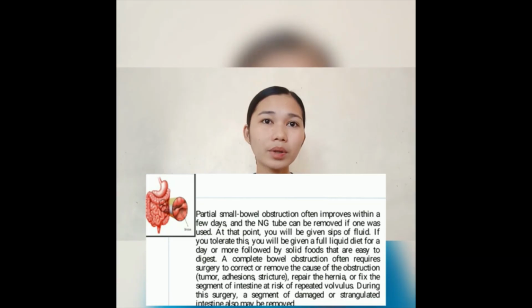A complete bowel obstruction often requires surgery to correct or remove the cause of the obstruction, such as tumor, adhesions, and stricture, repair the hernia, or fix the segment of intestine at risk of repeated volvulus. During this surgery, a segment of damaged or strangulated intestine also may be removed.